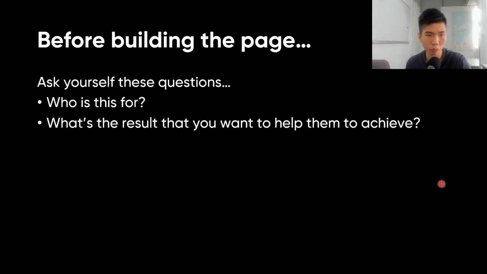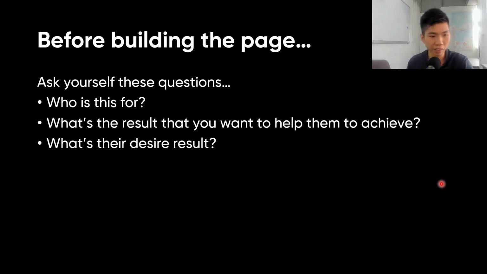And next would be, what's the result that you want to help them achieve? You want to help them maximize their muscle building potential in the next 12 weeks. That's the result you're going to help them generate. So you need to figure it out, you need to have the outline, and then that's how you write your copy, all right? And then next would be, what's their desired result.